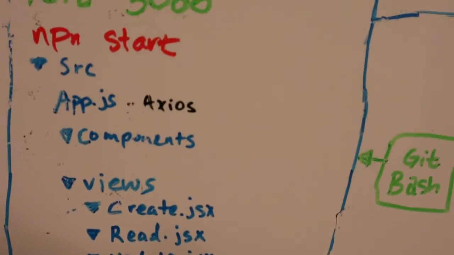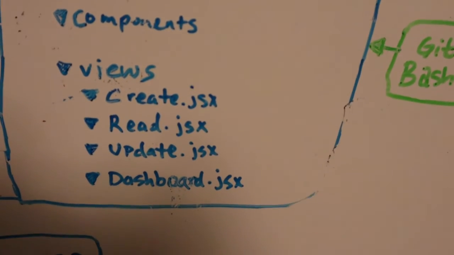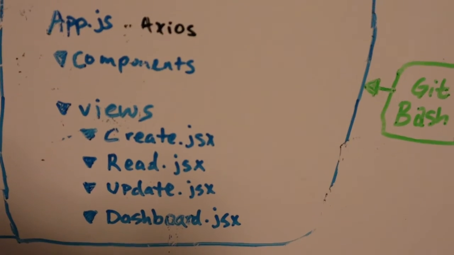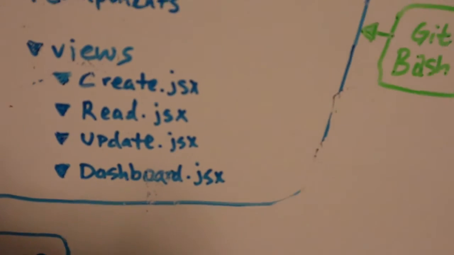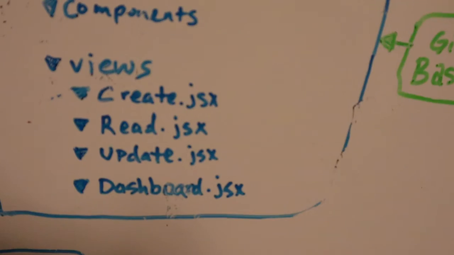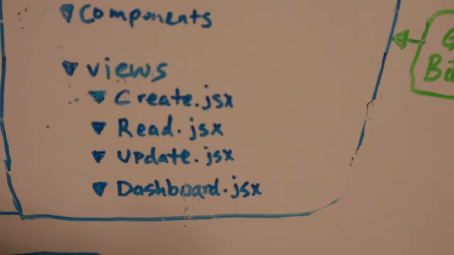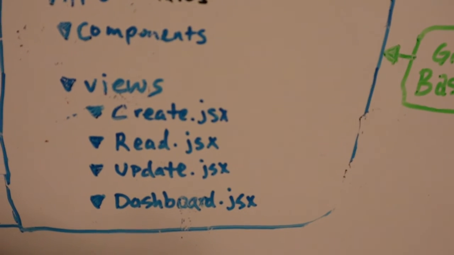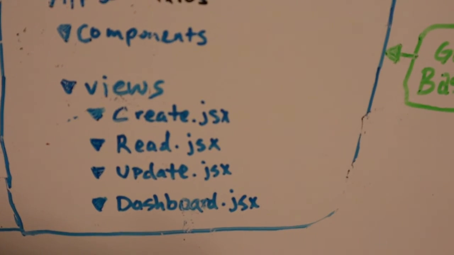And under src, you would have the components and views folders, and within the views folder, you'd have the CRUD. There wouldn't be a delete, but there would be a create, read, and update for the basic, you know, full stack application.